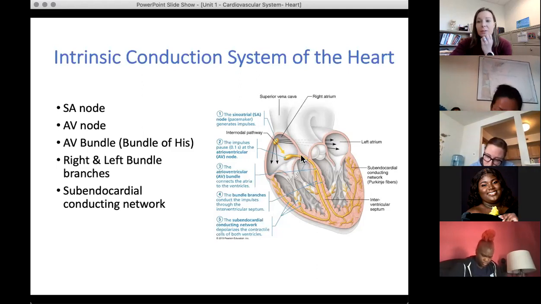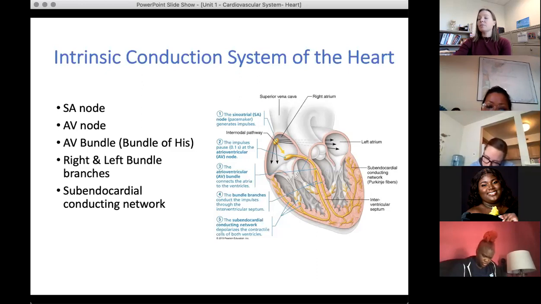So the action potential is going to spread through this, and then it splits into two branches. That's the next thing on the outline. So there's a right and a left bundle branch, and those two branches, you guys can see on the diagram, just continue to travel down the septum all the way down.